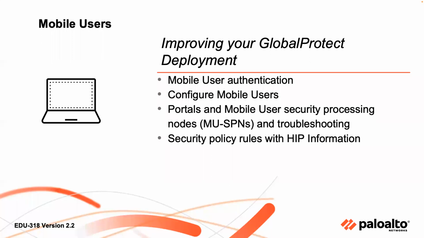So what are we going to talk about today? Well, we're going to talk about the mobile user solution for Prisma Access GlobalProtect. We're going to talk about authentication. We're going to talk about the configuration and best practices as we go along. The idea of the portal, as well as the MUSPNs or mobile user security processing nodes. Troubleshooting and deployment. We're going to talk about security policy rules. We're going to talk about HIP. We're going to talk about logs. Talk about a lot of stuff along the way.